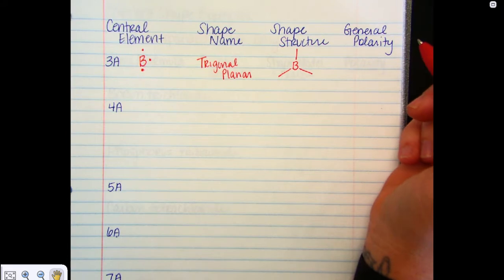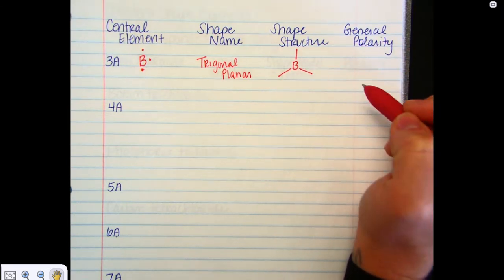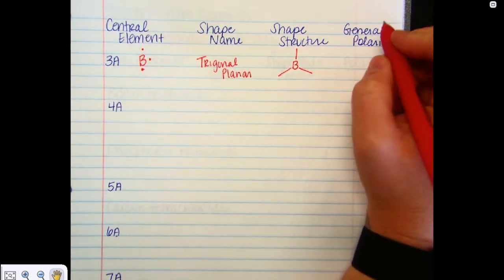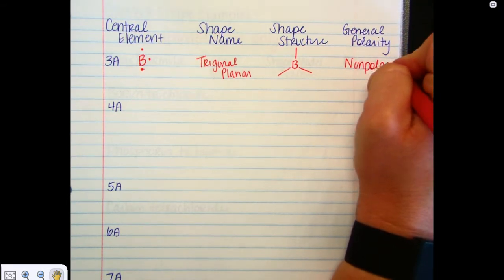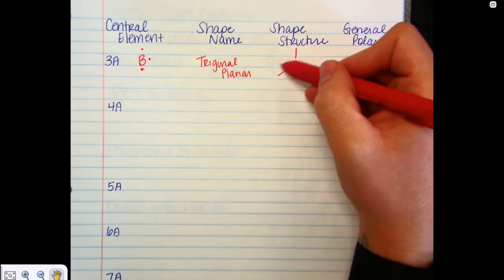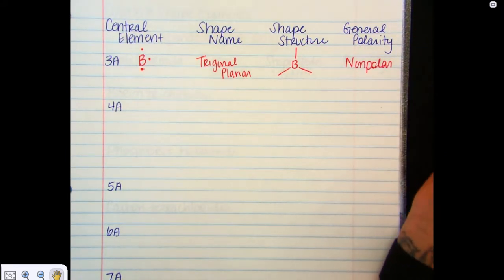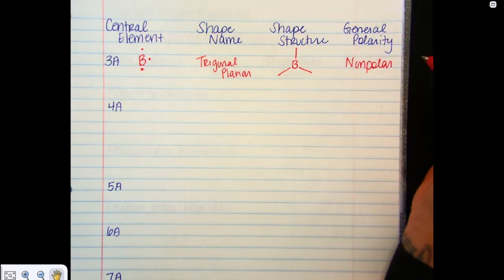Then we talk about the polarity. In general, the polarity. When boron is in the middle, we're going to have equal pull in all directions. So in general, we're going to say that this is a nonpolar structure. Okay. And I'm saying this in general because depending on which elements I have attached to that, that could change. But in general, equal pull in all directions.